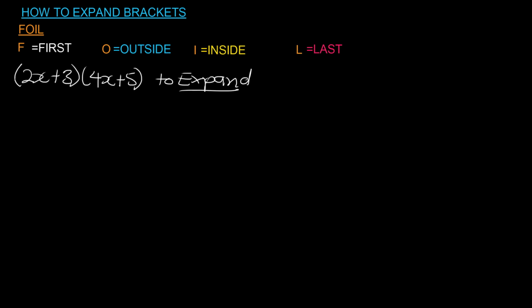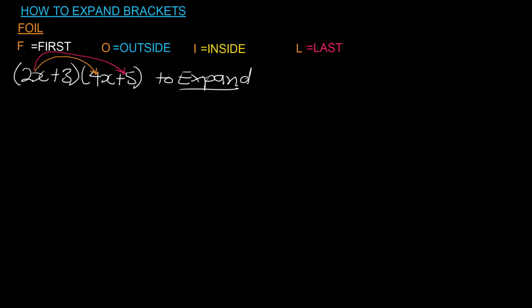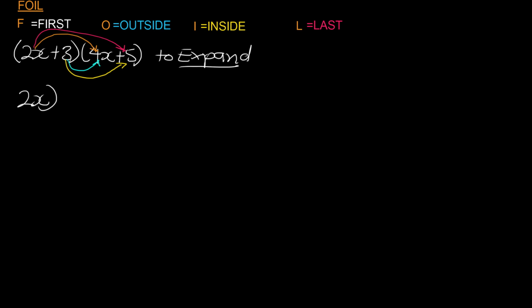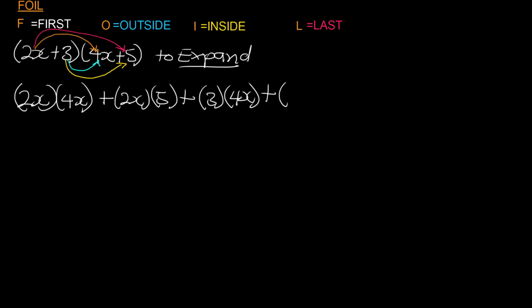This method, what we do is we distribute. We multiply this and that, 2x and 4x, plus the next item we multiply is 2x and 5. Plus 3 and 4x. And lastly, we multiply 3 and 5. This gives 2x times 4x plus 2x times 5 plus 3 times 4x plus 3 and 5. So we multiply 3 by 5.